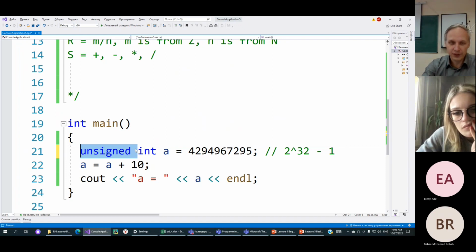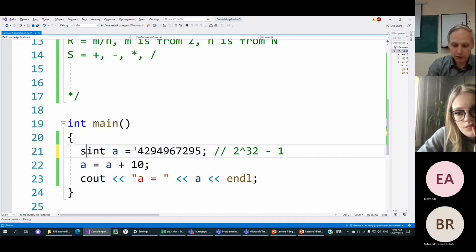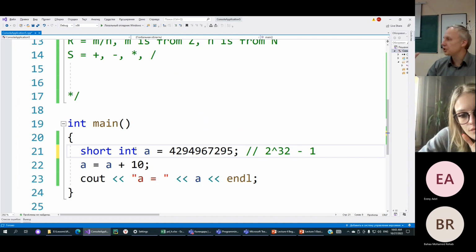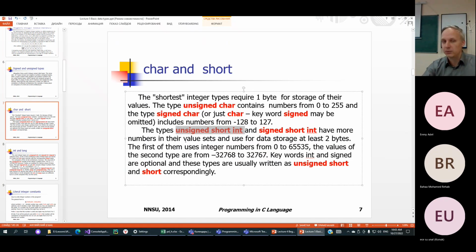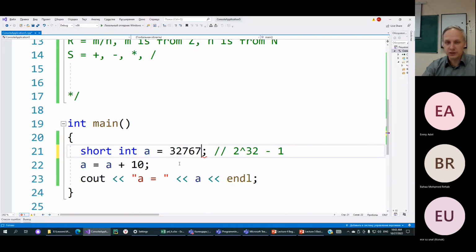Just as a remark, instead of int, you can use short int. When can we use short int? If you know in advance that your program will work only with small numbers, not greater than 32 thousand. In this case, you can use short int because this is the largest number that can be represented in short.